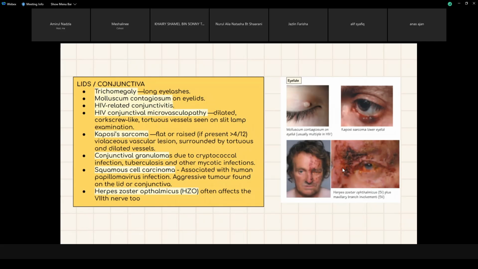So for the lids or conjunctiva, there are several manifestations that can happen. The first is trichomegaly, molluscum contagiosum on eyelids, you can see in the picture. HIV-related conjunctivitis, HIV conjunctival microvasculopathy, Kaposi sarcoma, you can see in the picture there, there's a Kaposi sarcoma at the lower eyelid, conjunctival granulomas, squamous cell carcinoma, which is associated with human papilloma virus infection, and also herpes zoster ophthalmicus. Next.